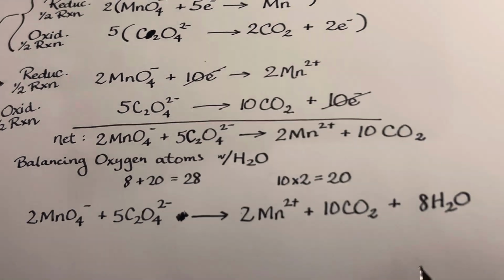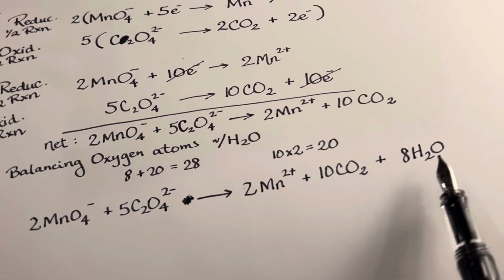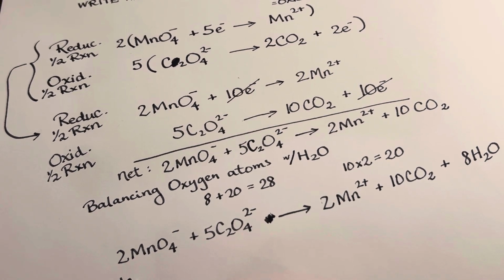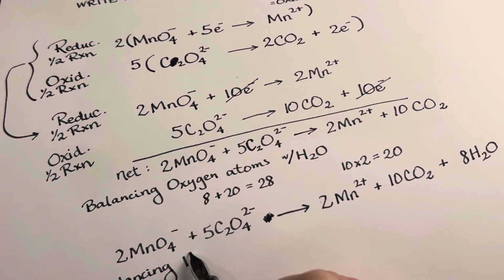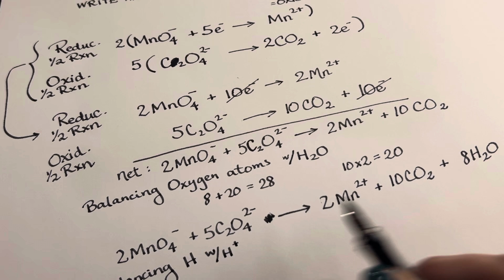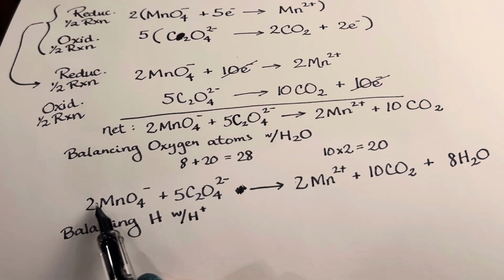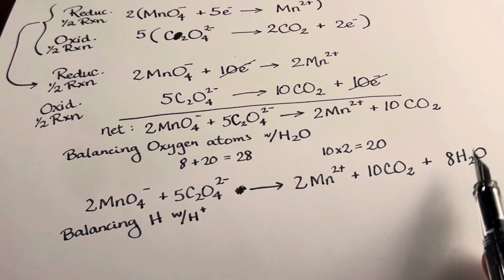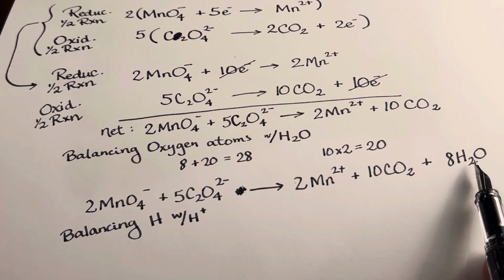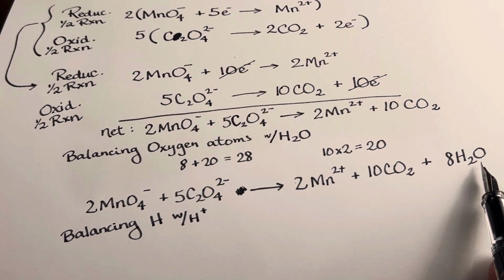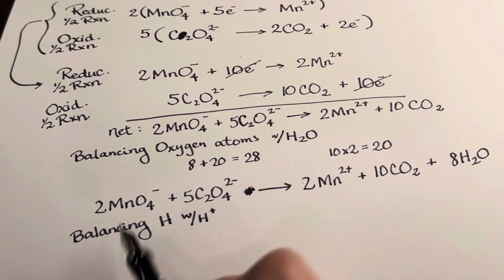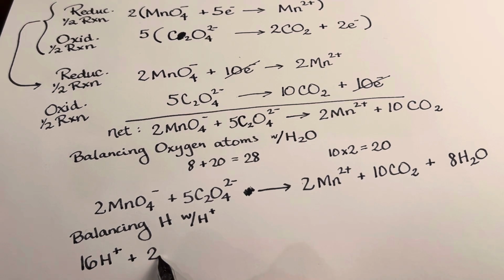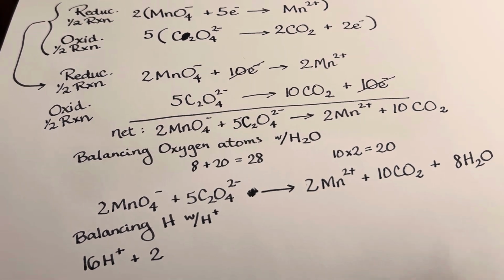And finally, last thing we do is we make sure hydrogens are balanced, and we do that with H+. Okay, so let's take a look. No hydrogens on this side. This side, we only have the hydrogens from the water. So notice that there were 8 water molecules, but each water has 2 hydrogens per water molecule. So that means we need 16 hydrogens on this side, as we have 16 hydrogens on that side.